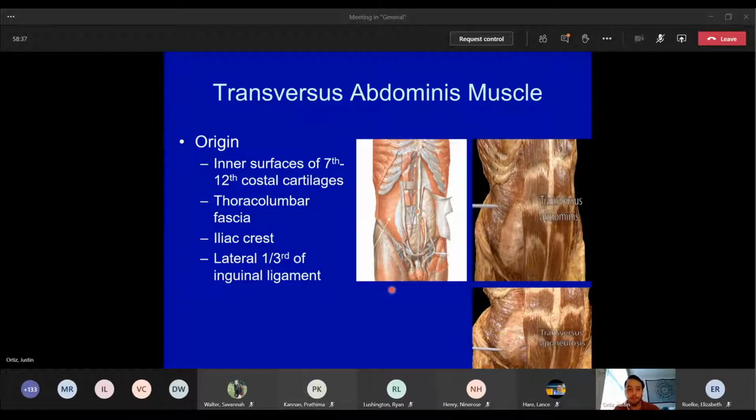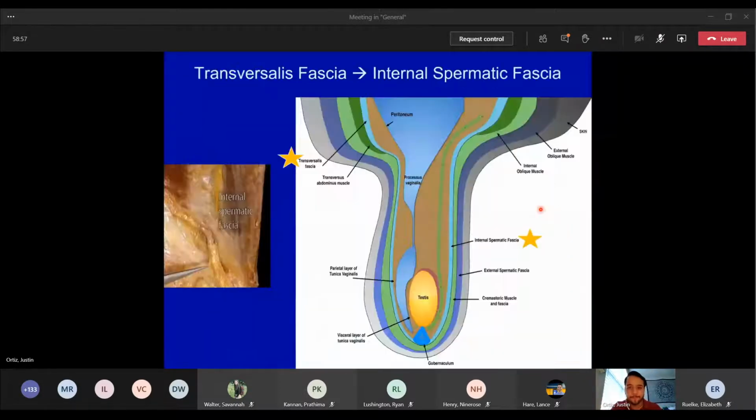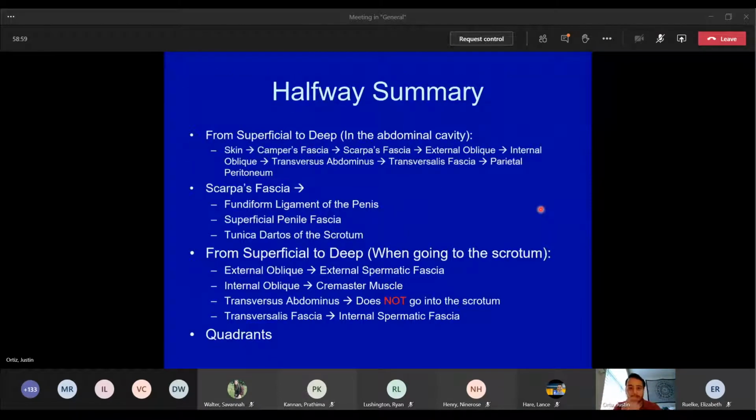So that's important to note because that's going to be one of the few abdominal muscles that does not participate in the spermatic cord. Another one that does not participate is going to be the rectus abdominis. So those two muscles will not participate in the spermatic cord. Rectus abdominis, nor would the transversus abdominis muscle partake in the spermatic cord. The other ones that we talked about will. So very good job on that one. Okay. So again, this is just the halfway summary. I just listed, I feel like, the most important things that we just talked about. So yeah, we're halfway through it, yay.